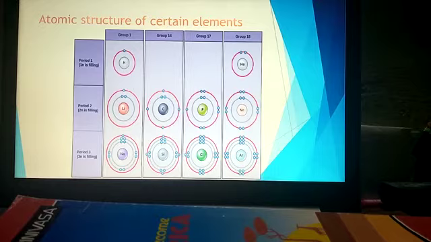Coming to chlorine, the atomic number is 17. So 2 in the first shell, 8 in the second shell. So 8 plus 2 is 10 and 7 will be there in the third shell. Then comes argon, which is the nearest inert gas element, which has 2 in the first shell, 8 in the second shell. So 8 plus 2 is 10 and again 8 in the third shell, that is 18. So any atom which has 8 electrons in the outermost shell is called an inert gas element, which is highly stable.